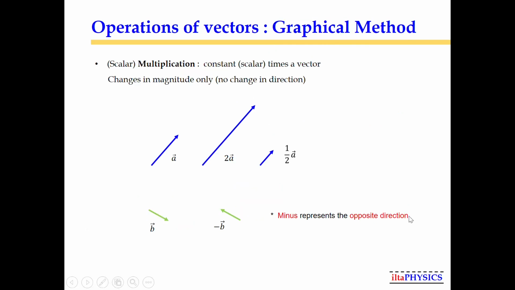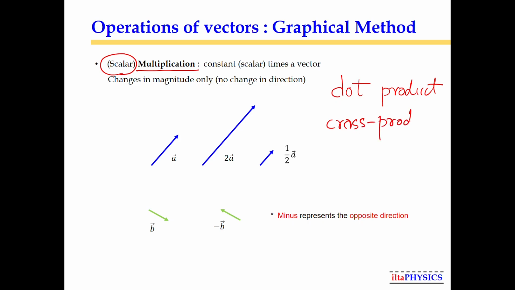7. Scalar multiplication. Next, vector multiplication. In mathematics, there are two kinds of vector products: the dot product and the cross product. But here, we'll only cover scalar multiplication. This simply means multiplying a vector by a number, which changes its size but not its direction. You can double or halve a vector's length this way. If the number is negative, the vector flips direction. For example, minus vector B is the same size as vector B, but it points in the opposite direction.